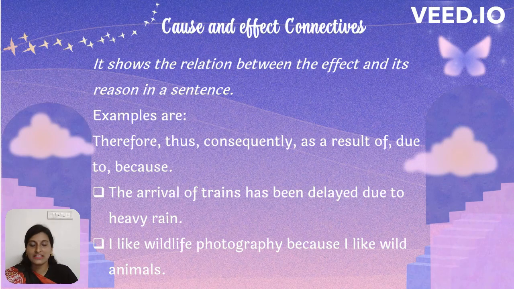To put it in a sentence, we have two examples listed out. Let us have a look at the examples now. The arrival of trains has been delayed due to heavy rain. Here, the reason is the heavy rain, but the effect is the trains have been delayed. So the word due to is acting as a cause and effect connector that connects the cause and reason together.